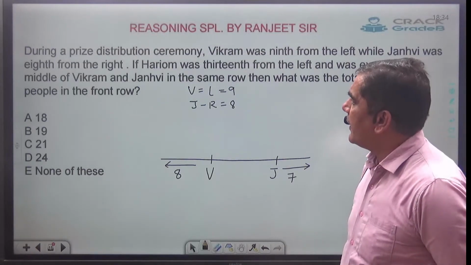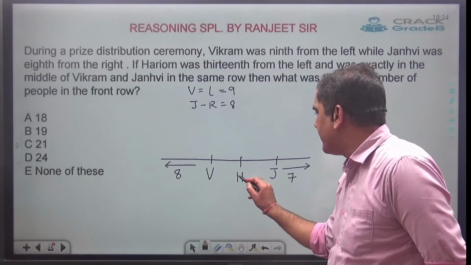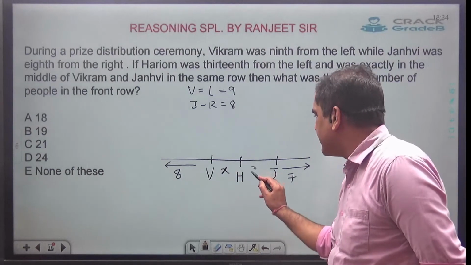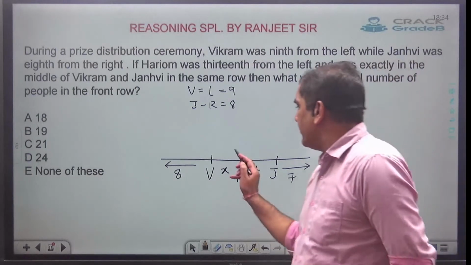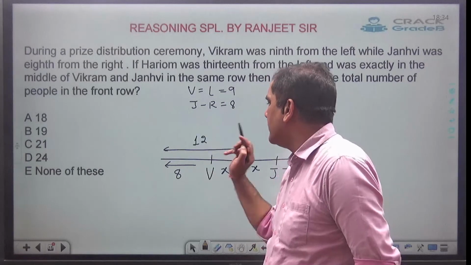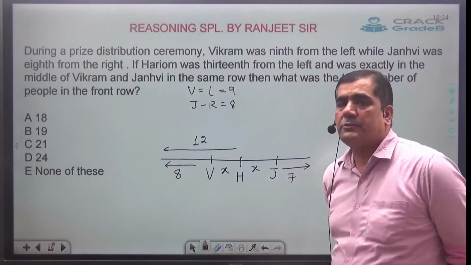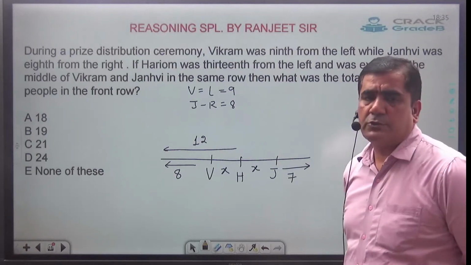Then they are saying Hari Om was exactly in between, which means this must be x and this must be x. And Hari Om was 13 from the left, which means to the left of Hari Om there must be 12. They are asking for the total number of students. Okay, let's go for it.